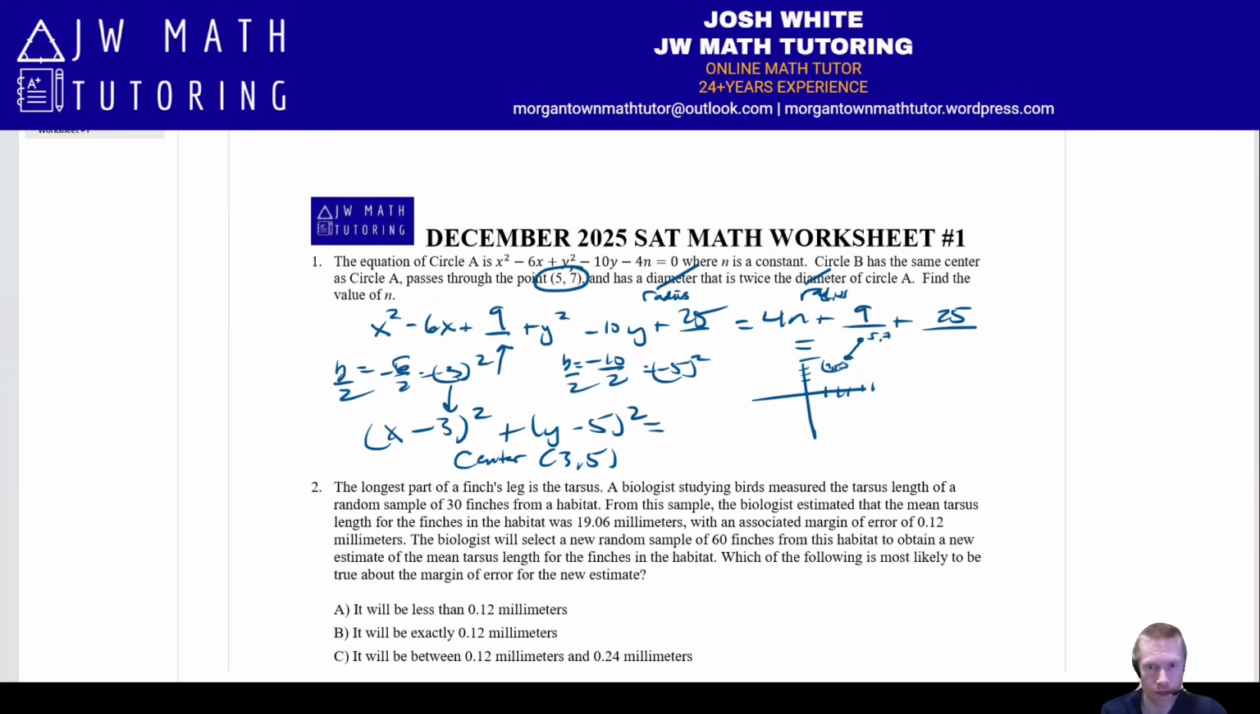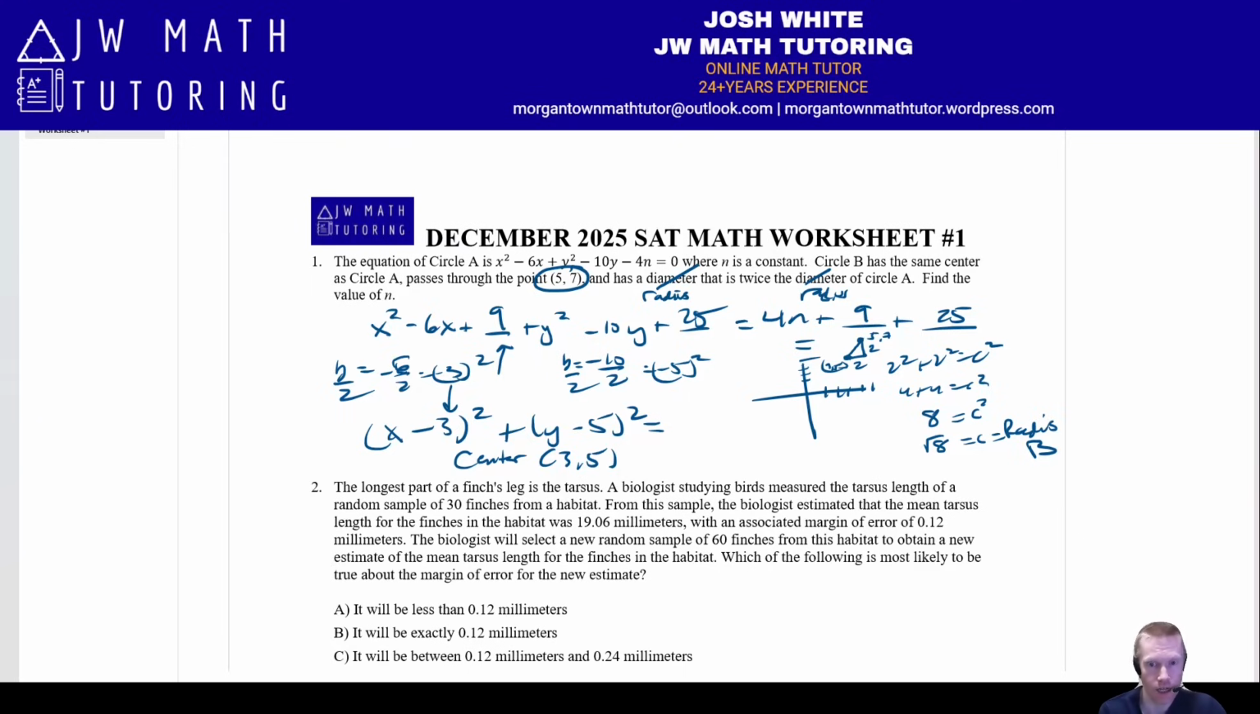So notice it's basically just 2 to the right, up 2: 2 squared plus 2 squared equals c squared. 4 plus 4 equals c squared. c squared equals 8. Therefore, c is equal to square root 8. So the radius of circle B is equal to the square root of 8.